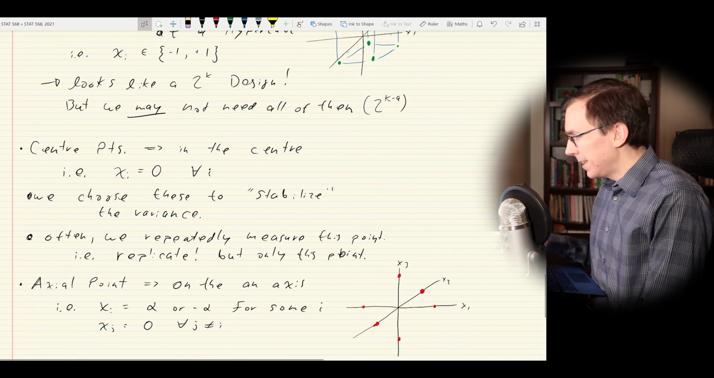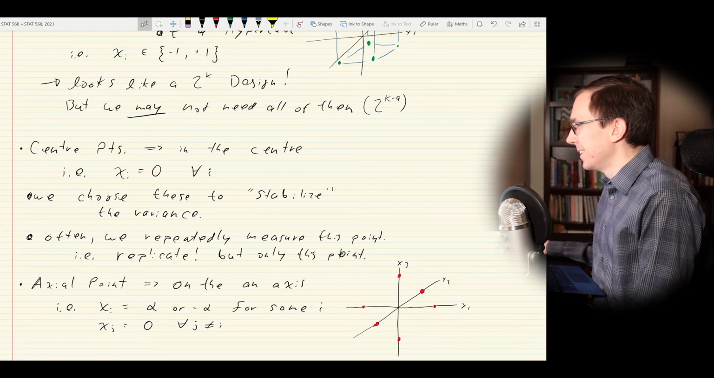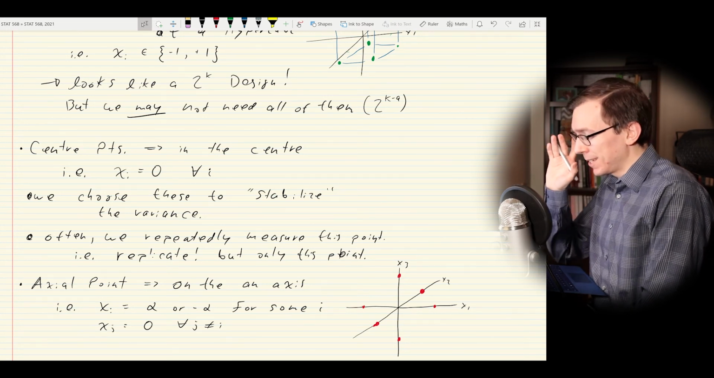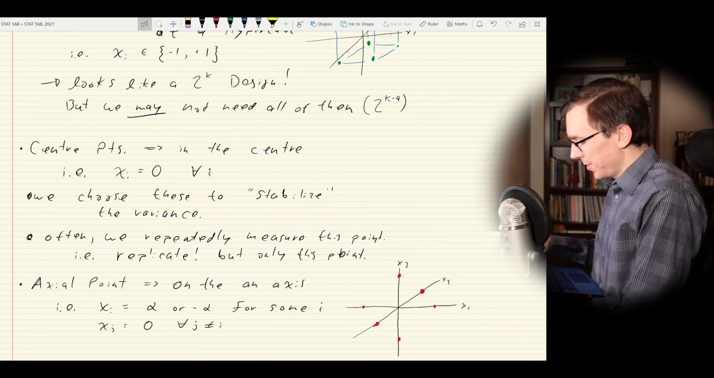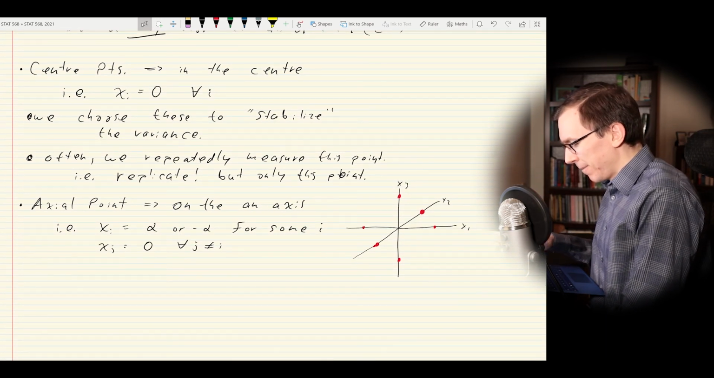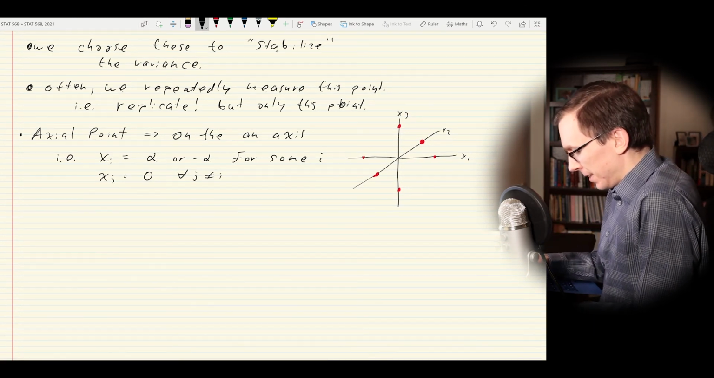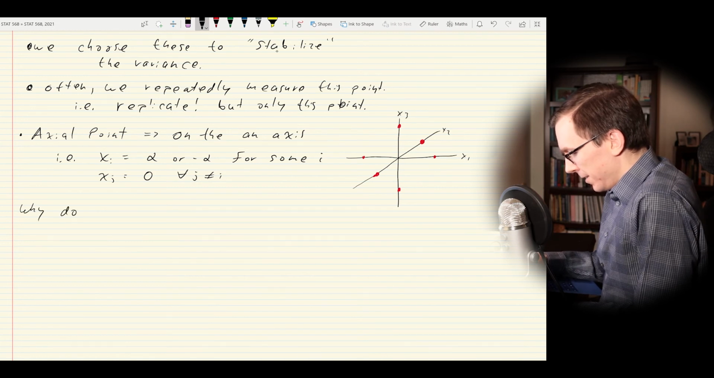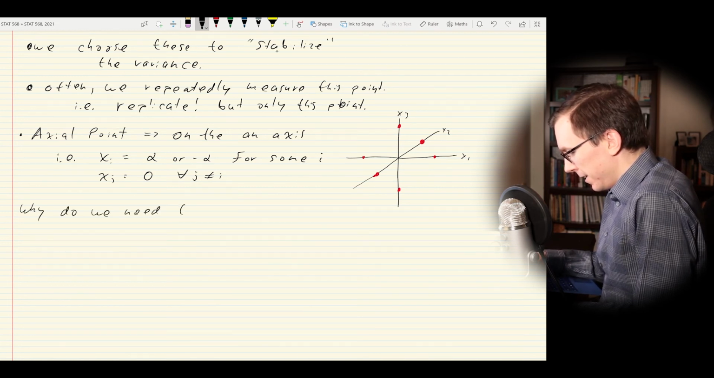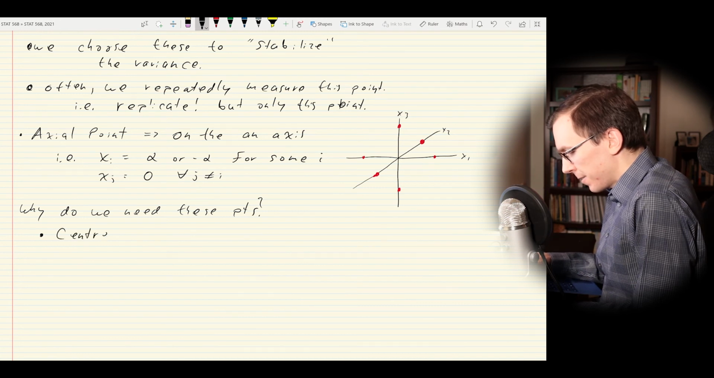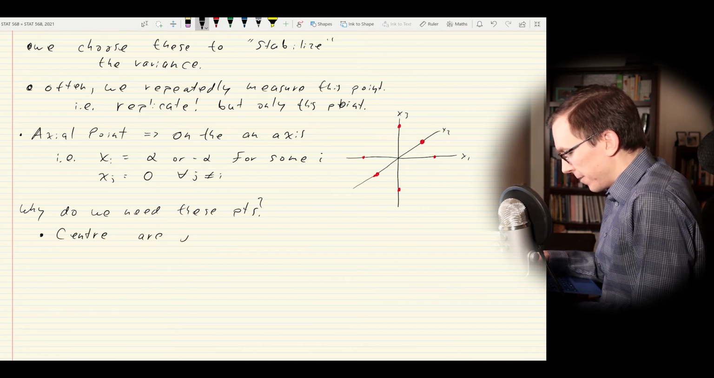All right, so now we have these 3 types of points, and there's a lot more that I want to discuss about that. But what I'm going to do is leave you with a few things. So why do we need these points? Well, as I mentioned already, the center points are for the variance.